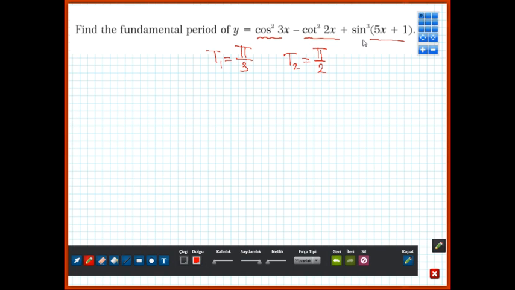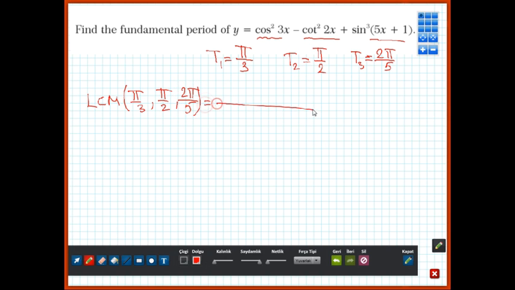Now the third one is the sine function. To find the period of the third function, as the degree is odd, we have to divide 2 pi by the coefficient of x, which is 5. Now we have to find the least common multiple of these three periods: pi over 3, pi over 2, and 2 pi over 5.